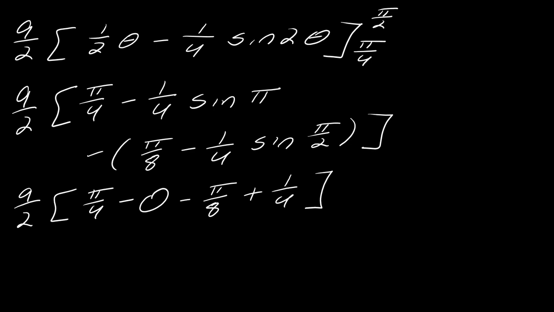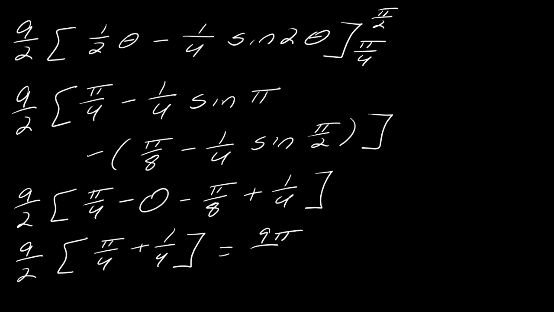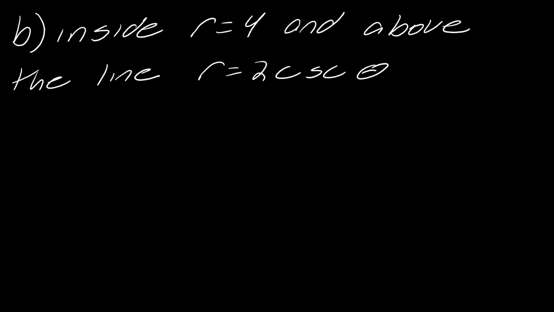Okay, so let's see. I'm going to get 9/2. Pi over 4 minus pi over 8 is just going to leave me with pi over 4 plus 1/4. So I can call this 9 pi over 8 plus 9 over 8. Okay, and now for the other integral that I have for this video.